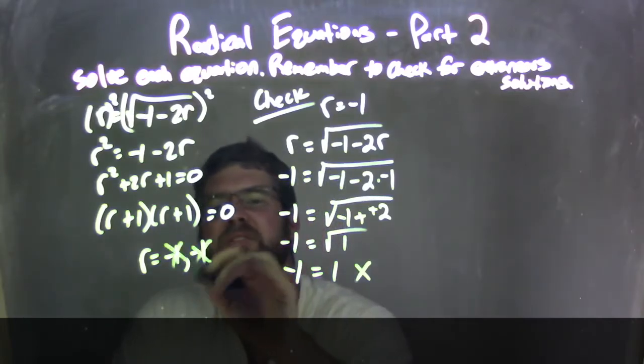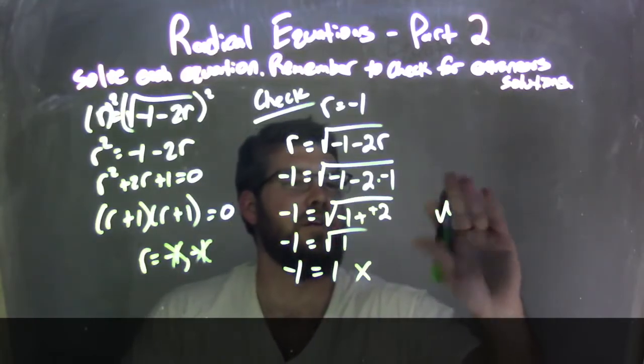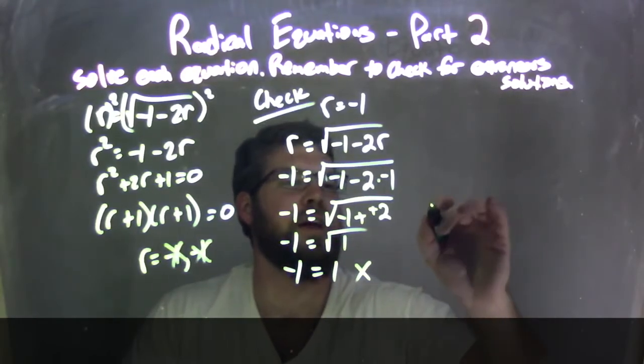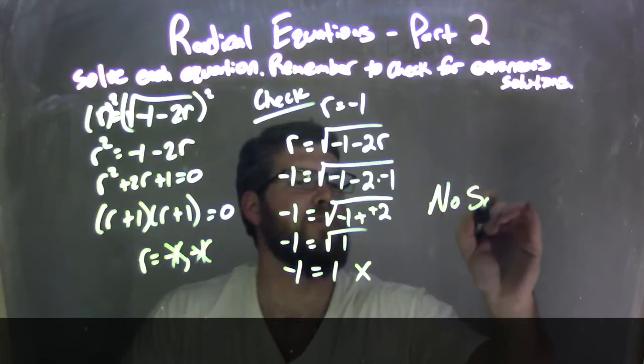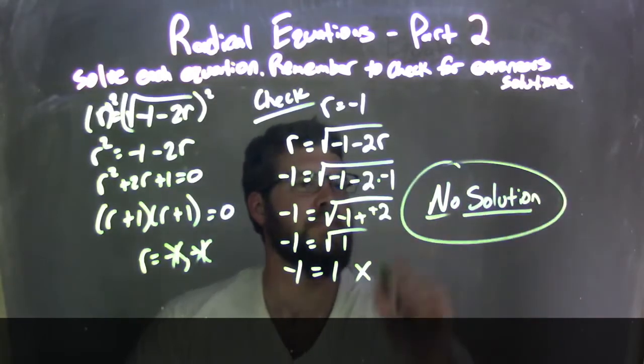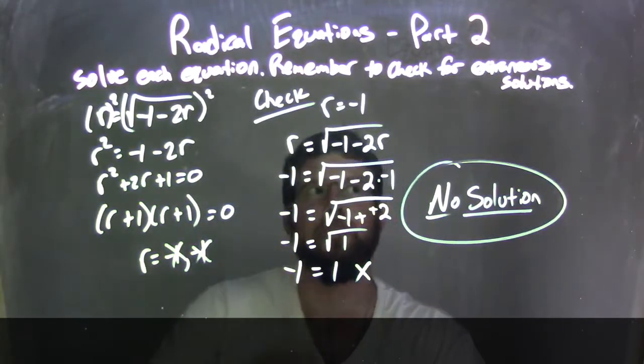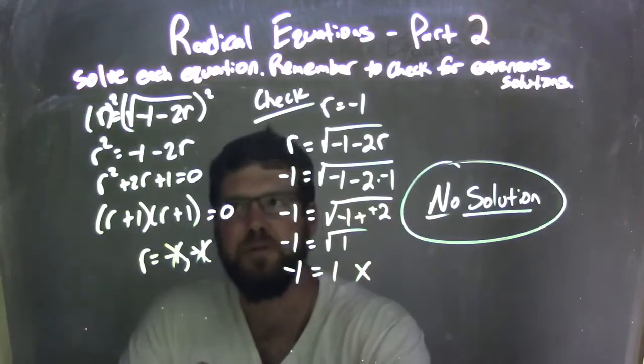So actually, none of these worked. It was written twice, but none of them worked. We're looking at N. No solution. And that's my answer. There is no solution here. No real solution. There's extraneous solutions, but no solution.